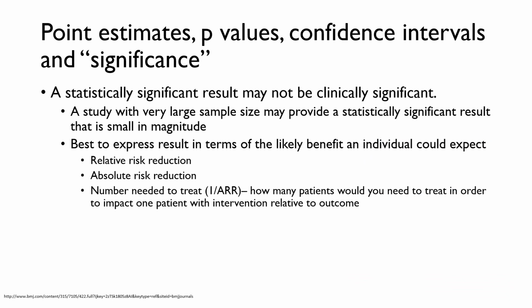Remember that a statistically significant result may not be clinically significant, right? If you have a study that's huge and the sample size of 1 million, you're going to have a very tight confidence interval. You can be very, very confident about that point estimate and have a very low p-value. But if the effect is very small in magnitude, it may not be relevant, may not be clinically significant. So it's best to express your result in terms of likely benefit an individual could expect. So relative risk reduction, an absolute risk reduction, and then maybe a number needed to treat, which is 1 over the absolute risk reduction. How many patients you would need to treat in order to impact one patient with your intervention relative to your outcome.